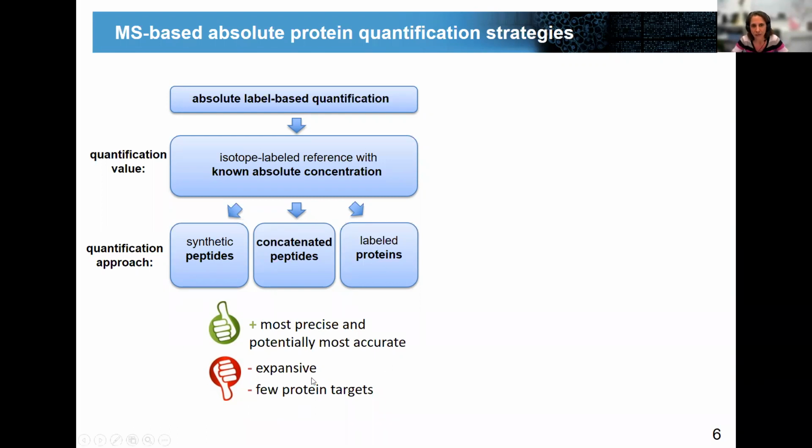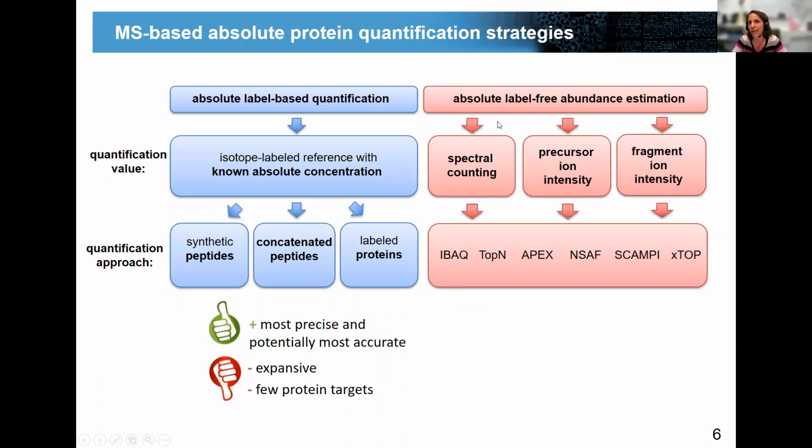And in light of these shortcomings, people have for many years thought about alternative ways to estimate absolute quantification, omitting any of these isotope label standards. This is called absolute label-free abundance estimation in proteomics. There are various different algorithms published that try to do exactly this.